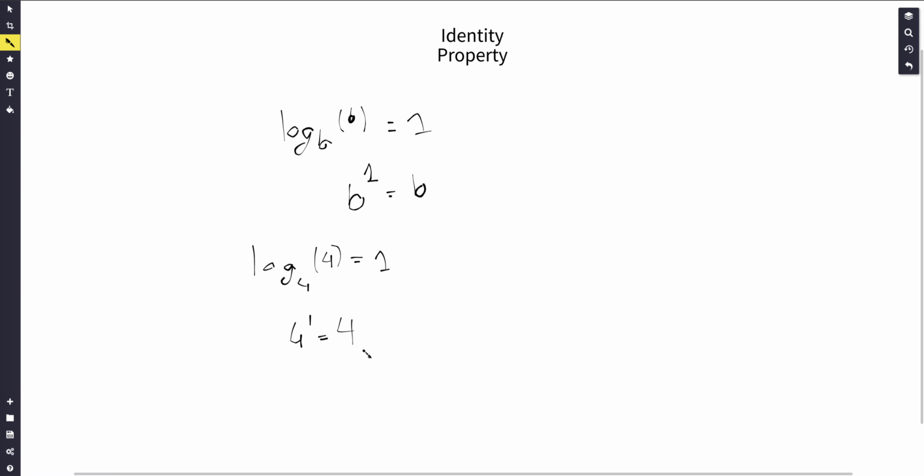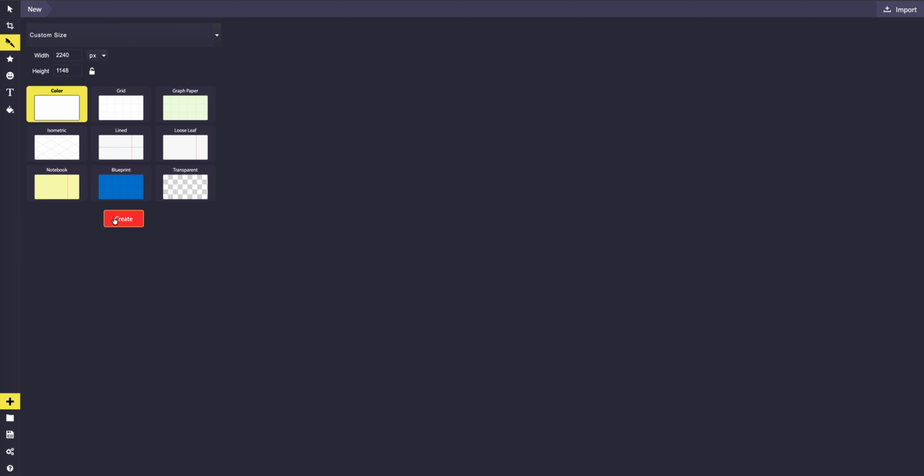So those are the main log properties you guys need to know. So let's just do some quick practice problems I have here. You guys can pause the video while I'm doing that or just watch me solve them. And then again, there'll be a link to a Google Doc with practice questions.